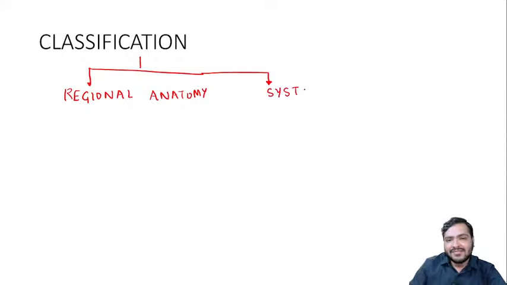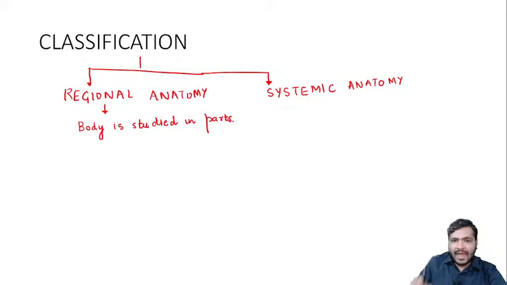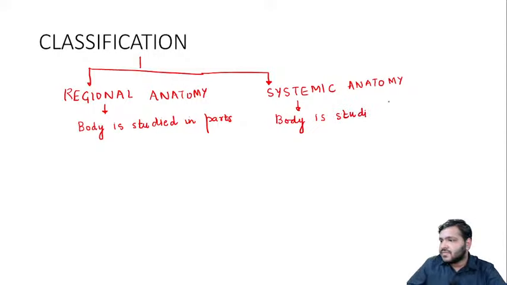Now, what is the difference between the regional and the systemic anatomy? Remember, guys, in regional anatomy, the body is studied in parts. And in systemic anatomy, the whole body is integrated and studied in systems.